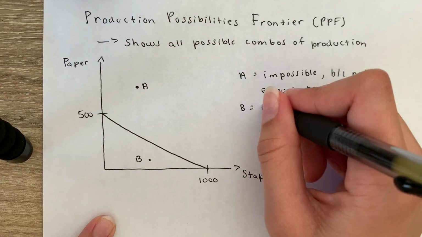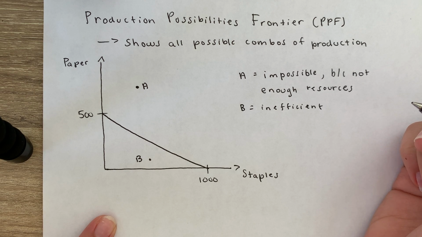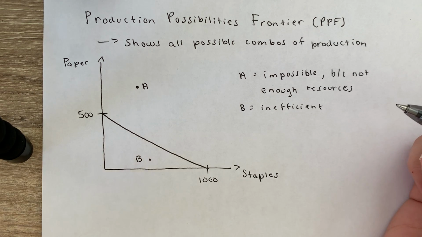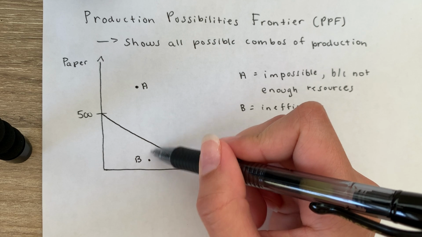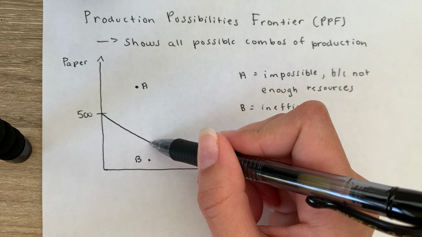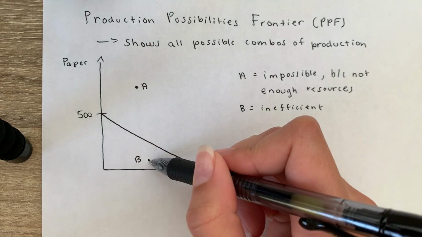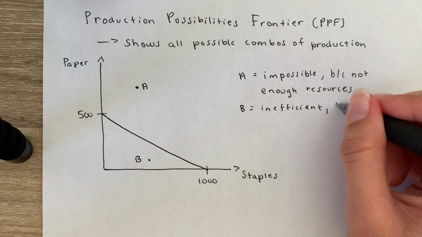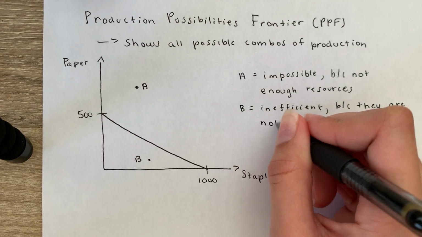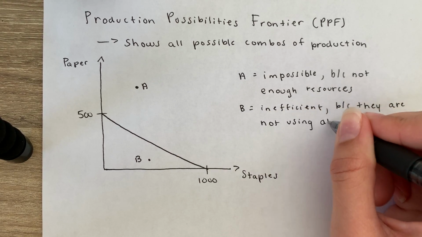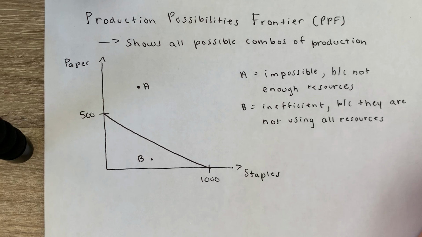And then what about point B? So B is considered inefficient. Is that spelled right? I think so. It's inefficient, because they're not using all of the resources. They could be producing maybe, instead of right here, they could be producing up here at maybe 250 sheets of paper instead of down here, or they could be going all the way over here at like 900 staples, but they're just not allocating all their resources efficiently because they are not using all resources. Something along those lines.